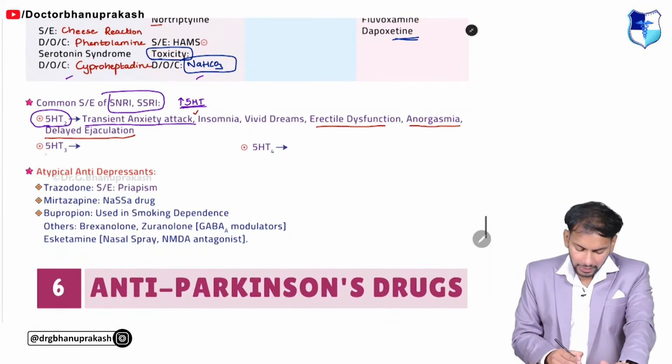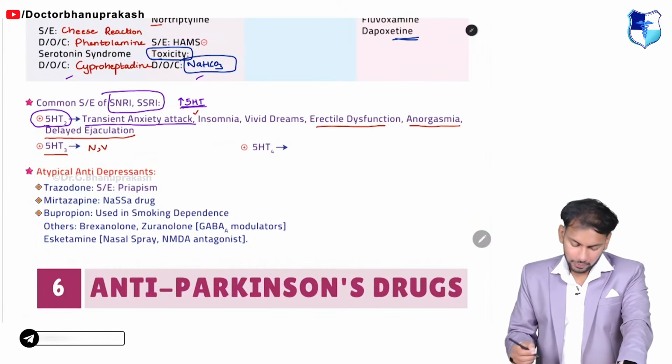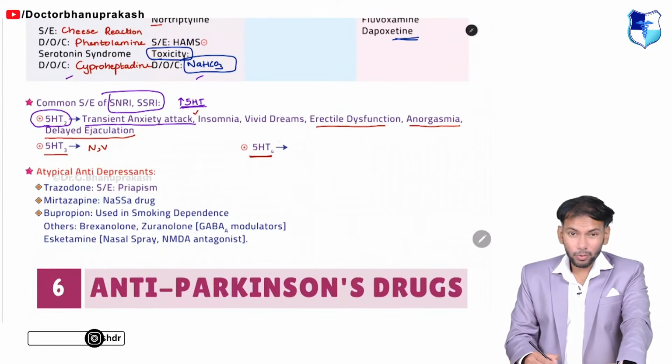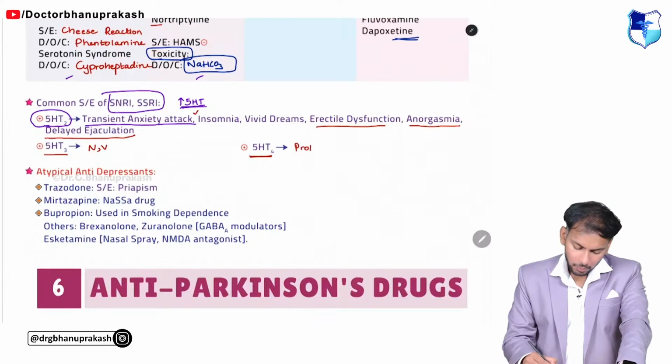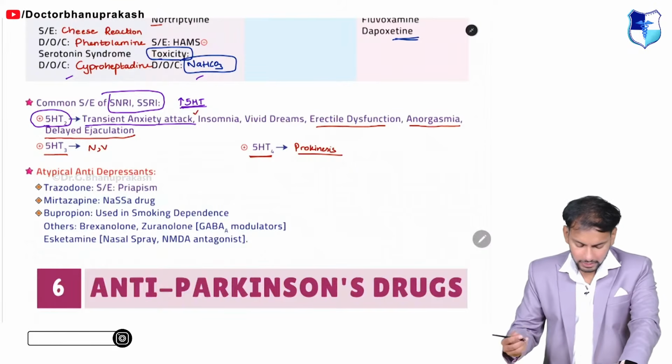Now, if it activates the 5-HT3 receptor, it can cause nausea, vomiting. If it activates the 5-HT4 receptor, it will cause prokinesis. It might sometimes cause diarrhea because of the prokinetic effect in the GIT.